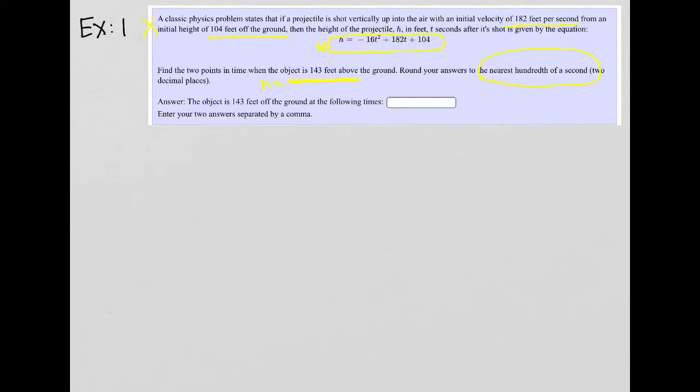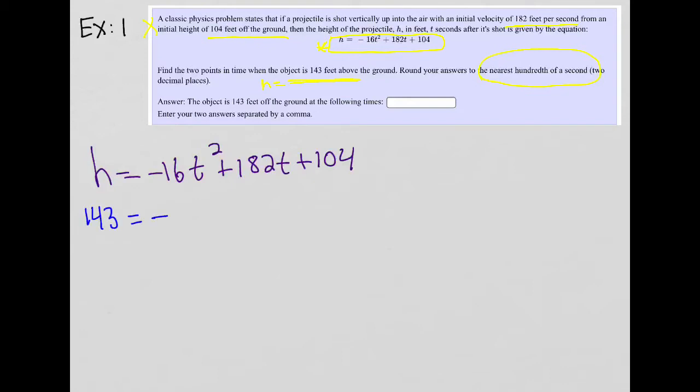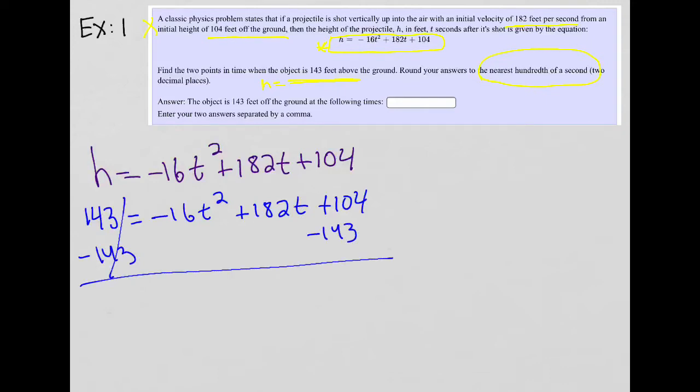So, if the given equation is h equals negative 16 t squared plus 182t plus 104. It wants to know when the height is 143, so I'm going to substitute 143 for h. Then I need to make it equal to 0, so I'm going to minus the 143.